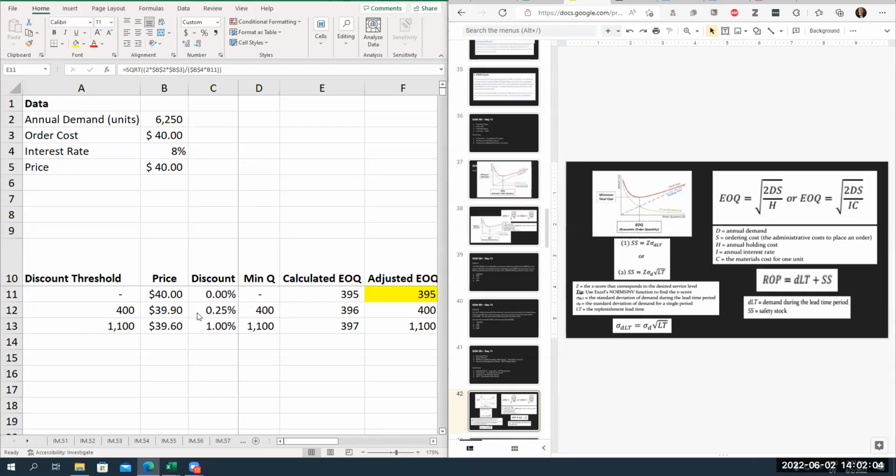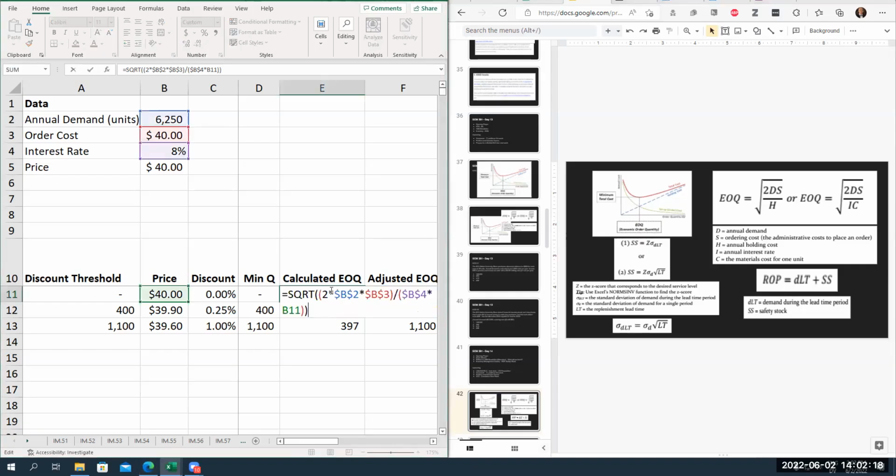The problem said the holding cost is negligible. There's no holding cost, but there is an interest rate. So we're going to be using this formula for our EOQ. That's our calculated EOQ. What does that look like in the spreadsheet? It looks like this long formula.